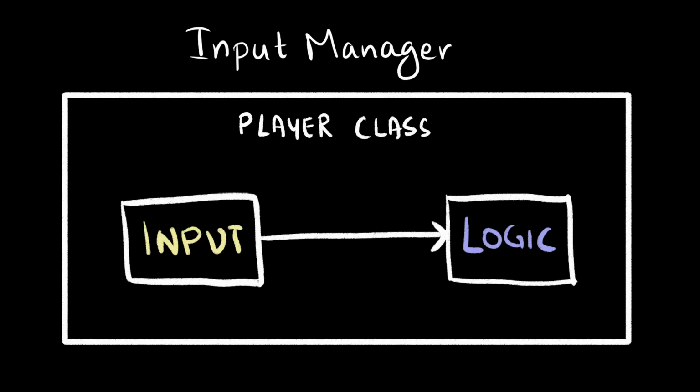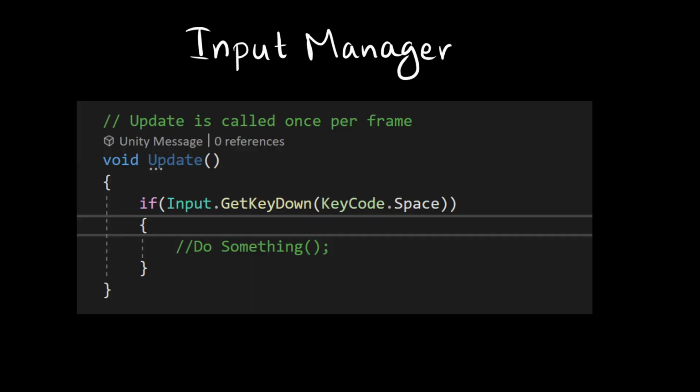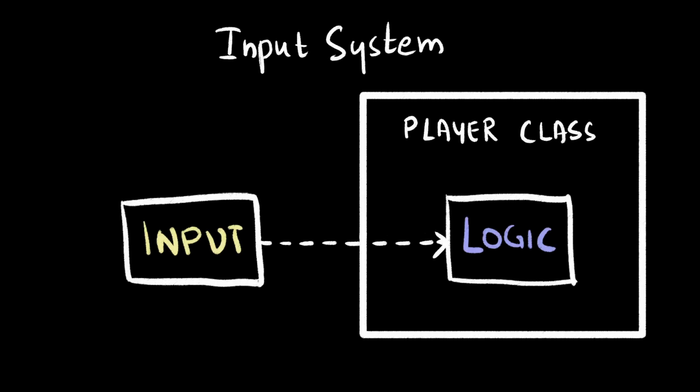In the classic input manager, the logic depends on the type of input because we execute code if a certain input takes place. In the input system, both input and logic are in a way decoupled or separated, which is efficient.